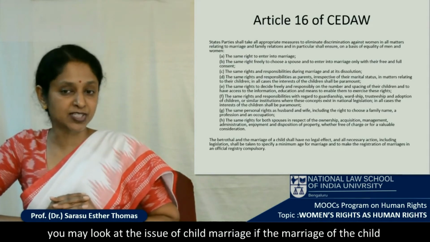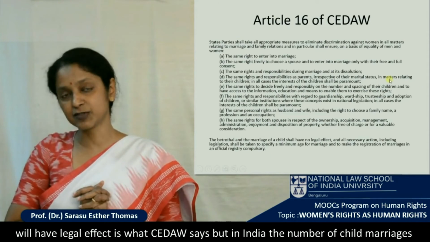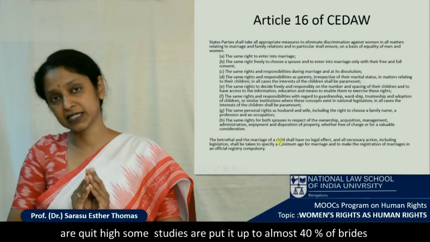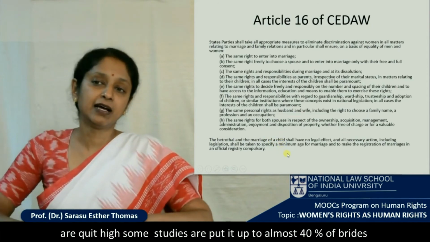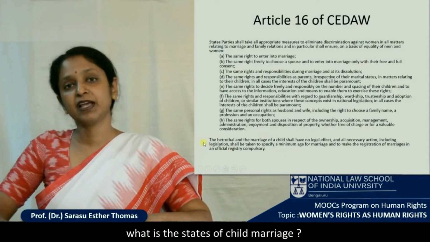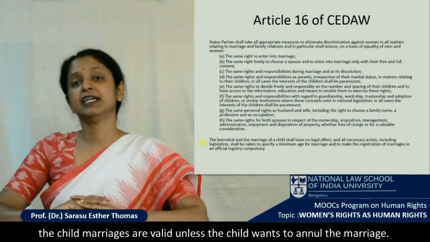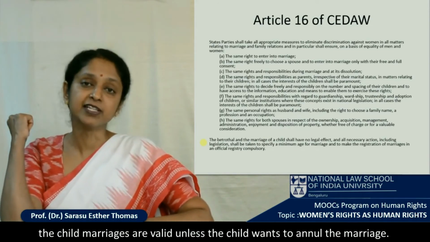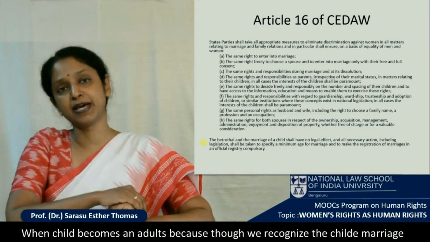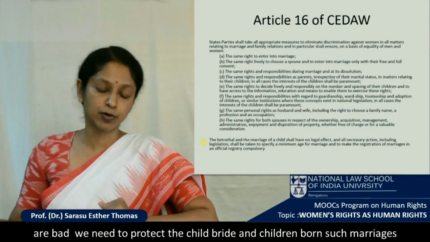On the last point, if you turn to the end of the slide, you will look at the issue of child marriage. The betrothal and marriage of a child will have no legal effect, is what CEDAW says. But in India, the number of child marriages is quite high. Some studies have put it at almost 40% of brides in India marrying as children. So what is the status of these child marriages? The child marriages are valid unless the child wants to annul the marriage when the child becomes an adult. Because though we recognize that child marriages are bad, we need to protect the child bride and children born from such marriages.